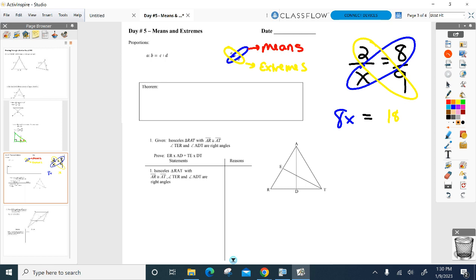Sum is when you add. Difference is when you subtract. Quotient's when you divide. Product. That leads to the theorem today, which says the following. The product of the means, so when I multiply the means, the product of the means, what do you do to these two? You set them equal, right? Equals what?